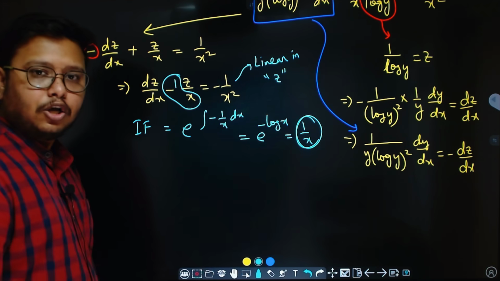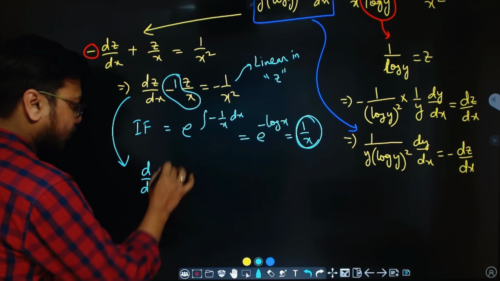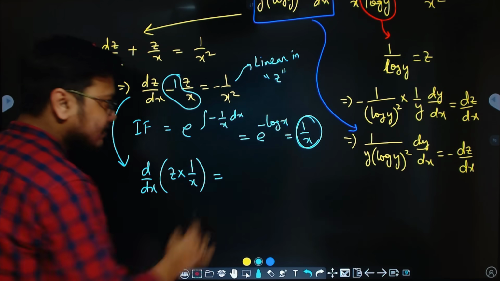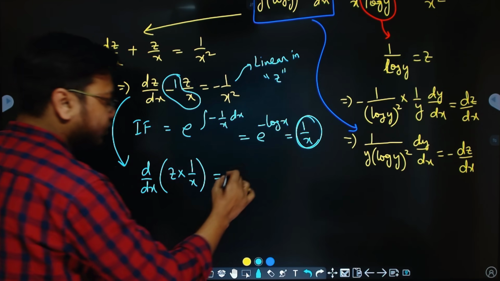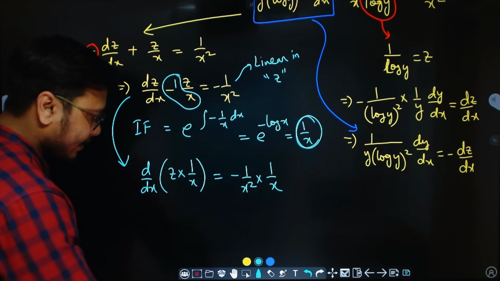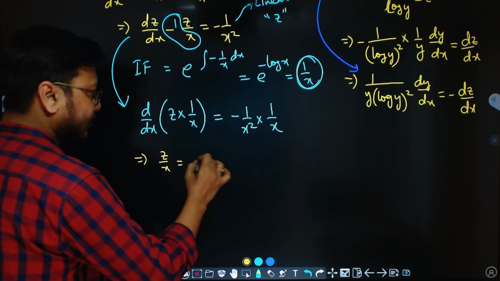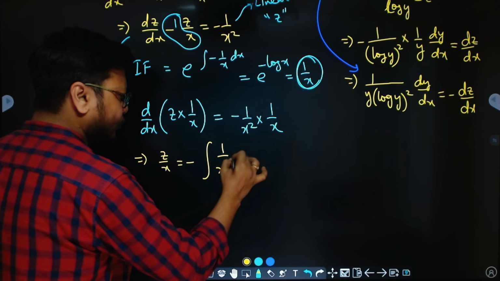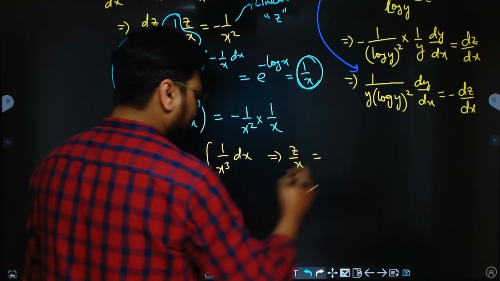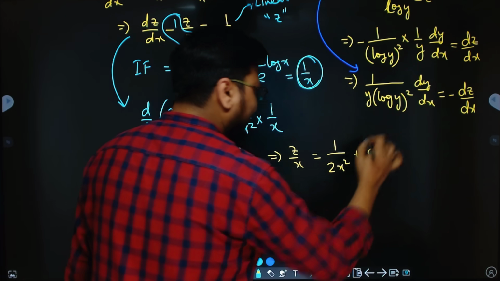That's our integrating factor. Now I am jumping to our solution format. That's d/dx of z into the integrating factor, which is 1 by x. Right hand side, q into the integrating factor. Q is minus 1 by x square into the integrating factor 1 by x. Now integrating both sides, z upon x equals minus integration of 1 upon x cube dx. That's again a very simple integration. So z upon x, minus minus becomes plus, equals 1 upon 2x square plus an integrating constant.